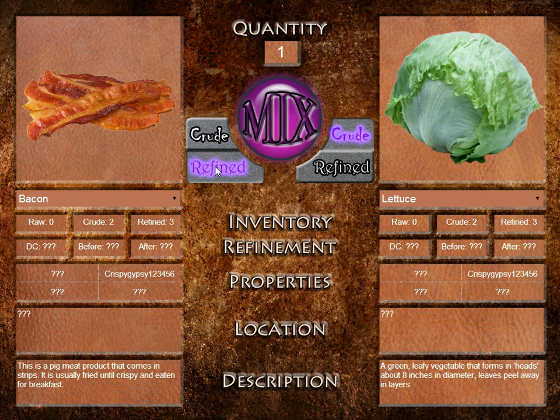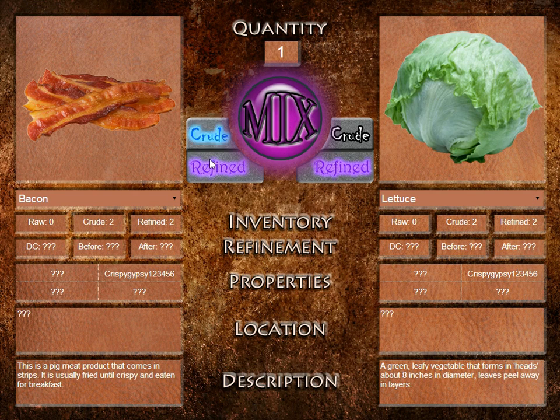If I wanted to, I can do this again with the refined versions, and there we go. Now this time I didn't get the little message saying that Crispy Gypsy has been revealed because I already know it. So every time I find something new, it'll give me that message, but that's not new anymore because I've already seen it.